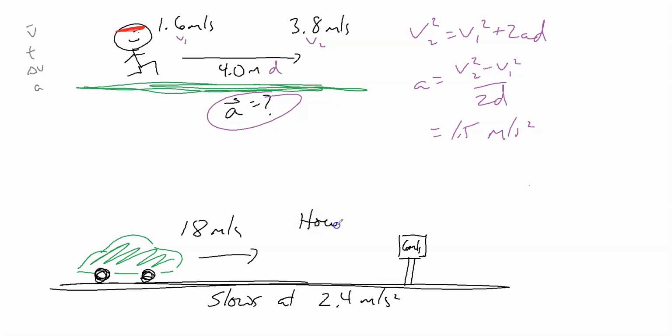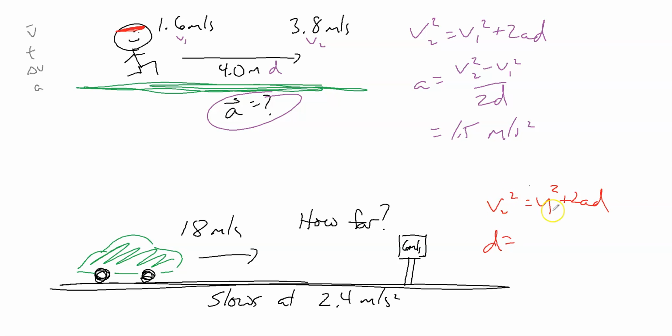So how far did he go? Okay, so again, no time mentioned. We're just practicing with the new expression anyway, so let's do that. So v2 squared equals v1 squared plus 2ad, and in this case, I am looking for the distance.